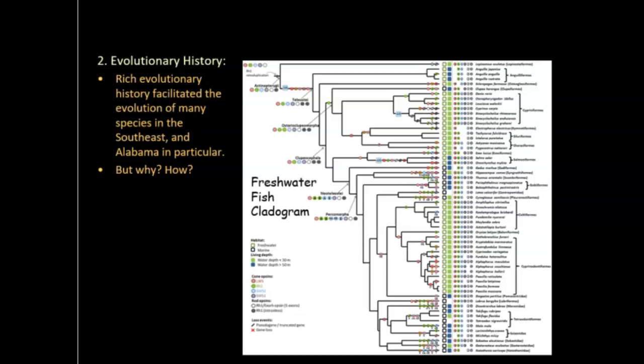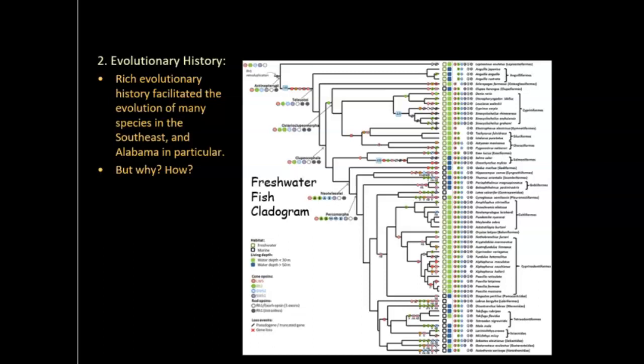And as you might have noticed from the introduction, most of the groups for which Alabama ranks very highly in terms of its species diversity are freshwater species. They're either found in our rivers or streams or associated wetlands. So if that's the case, if we've had so many freshwater species arise and we've got all these species in the state of Alabama, how did they arise? What sort of processes led to that?